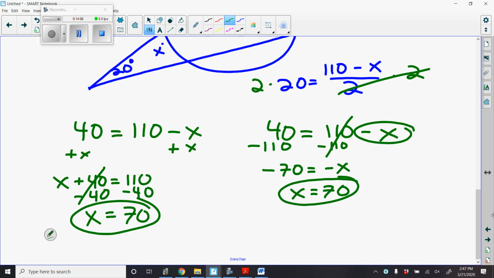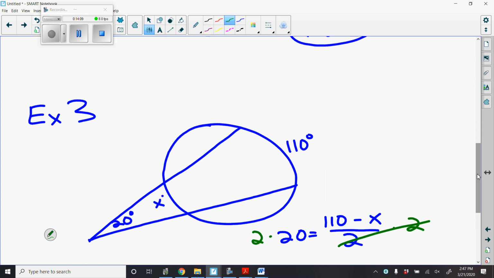Now plugging it back in here, right, if this bend is 70, 110 minus 70 is 40. 40 divided by 2 is 20, so we know it works.